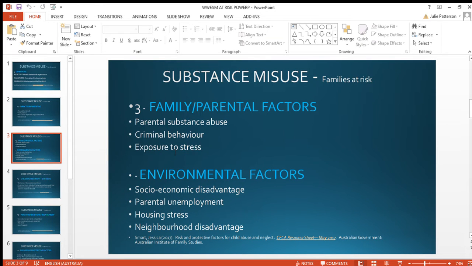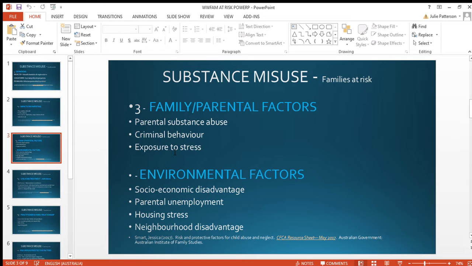Slide 3, the Australian Institute of Family Studies shows differences in 2 types of causes as to why a person may be misusing or abusing substances. Those being from either family or the way they were parented, or even as parents themselves. They may have had parents who've suffered from substance abuse or had criminal behaviour. Also being exposed to stress may be another factor.